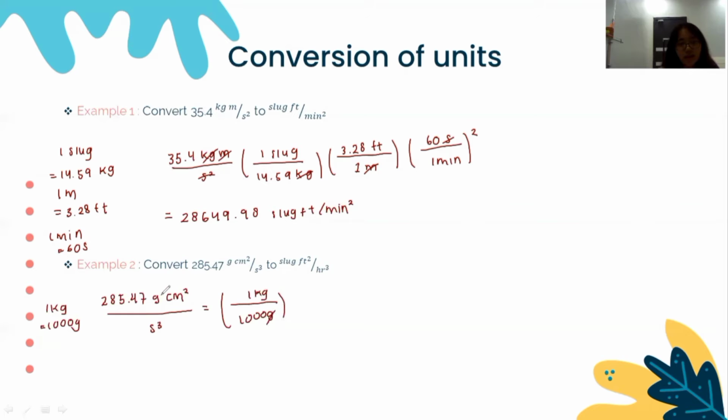Cancel the gram out. Then we're going to multiply it by 1 slug per 14.59 kilogram. Cancel the kilogram out. Next, we're going to convert centimeter squared to feet squared. Based on the English system table, we only have 1 meter to feet. So we need to change centimeter to meter. 1 meter is equal to 100 centimeter.